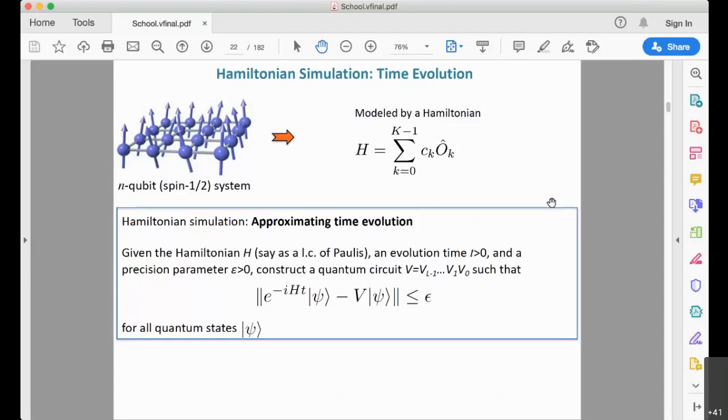The basic goal would be to construct a quantum circuit, a quantum algorithm, which is a concatenation of these operations V from V0 to VL minus 1, such that when I implement that V on some state psi, I prepare some pure state which is close to the evolved state. How close depends on that epsilon, which is an input to this problem. And this has to be valid in general for all pure quantum states psi.